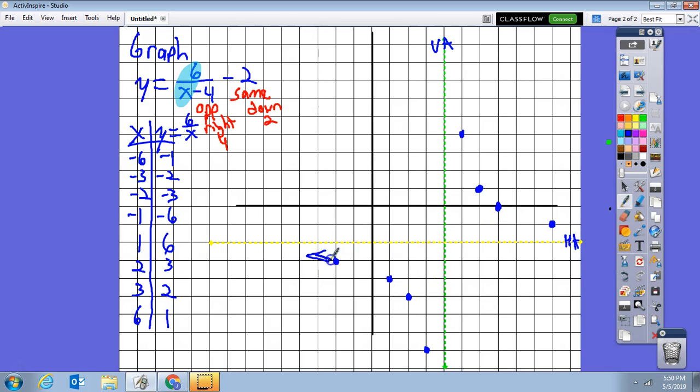Then you do the same thing we did on the other one: we connect our dots and make our curves. So this graph is no different. It's just been moved right 4 spaces and down 2. So as long as you know what this number and this number move it, you can use the 6 over x, real simple points, and move them across the graph.